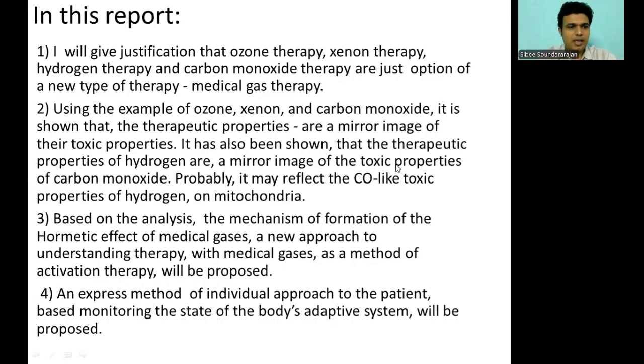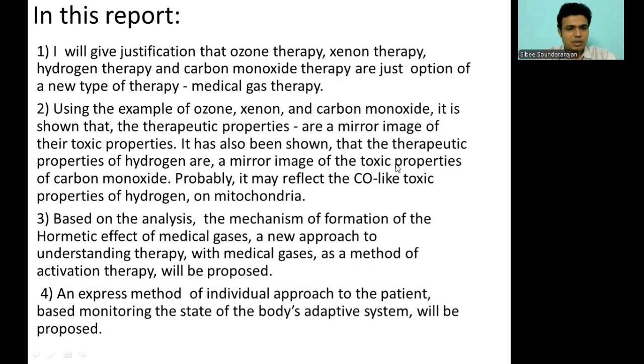In this report, it will be argued why ozone therapy, xenon therapy, hydrogen therapy, and carbon monoxide therapy are just options of a new therapy called medical gases therapy. Using the example of ozone, xenon, and carbon monoxide, it is shown that the therapeutic properties are a mirror image of the toxic properties. It has also been shown that the therapeutic properties of hydrogen are a mirror image of the toxic properties of carbon monoxide. Probably it may reflect the toxic effects of carbon monoxide on mitochondria.